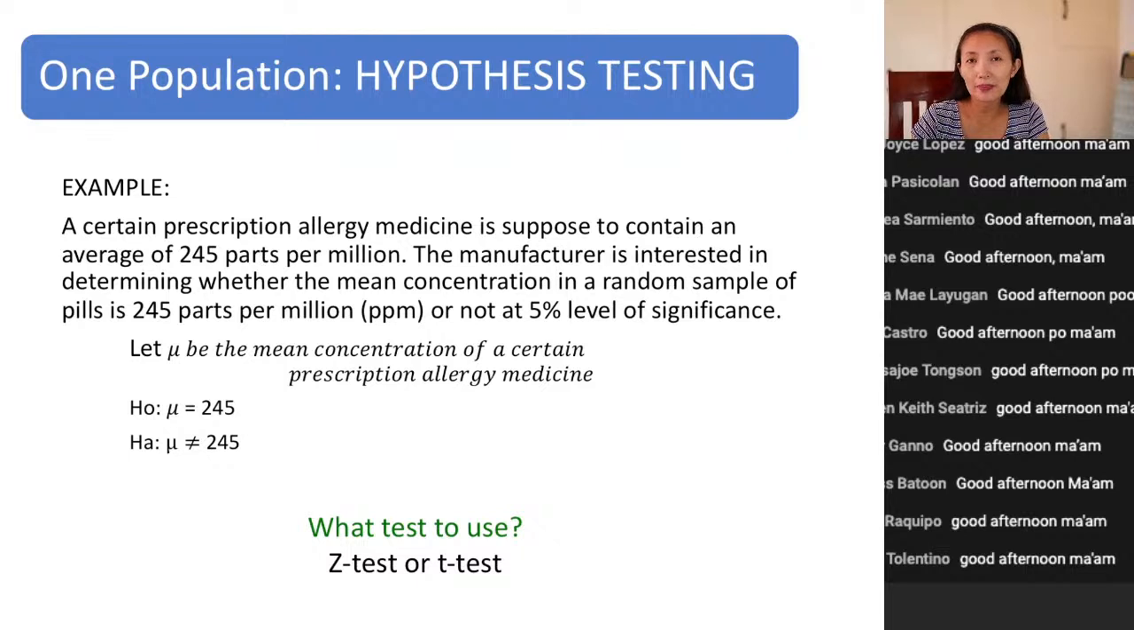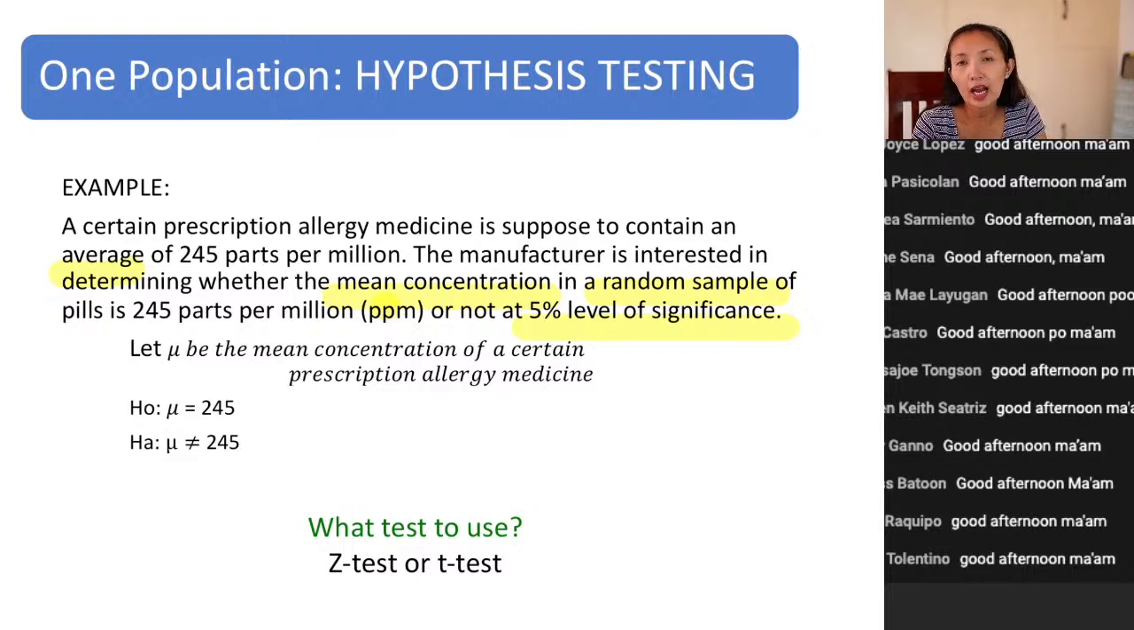One population mean. Okay? A certain prescription allergy medicine is supposed to contain an average, so let me underscore, para may clue, yan, mean, average of 245 parts per million. The manufacturer is interested in determining whether the mean concentration in a random sample of pills is 245 parts per million or not, at 5% level of significance. So let's go through the six steps.